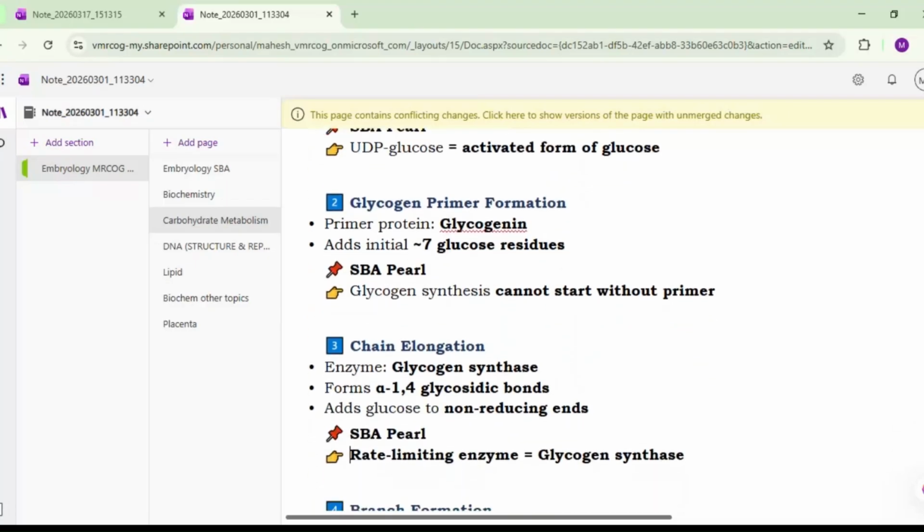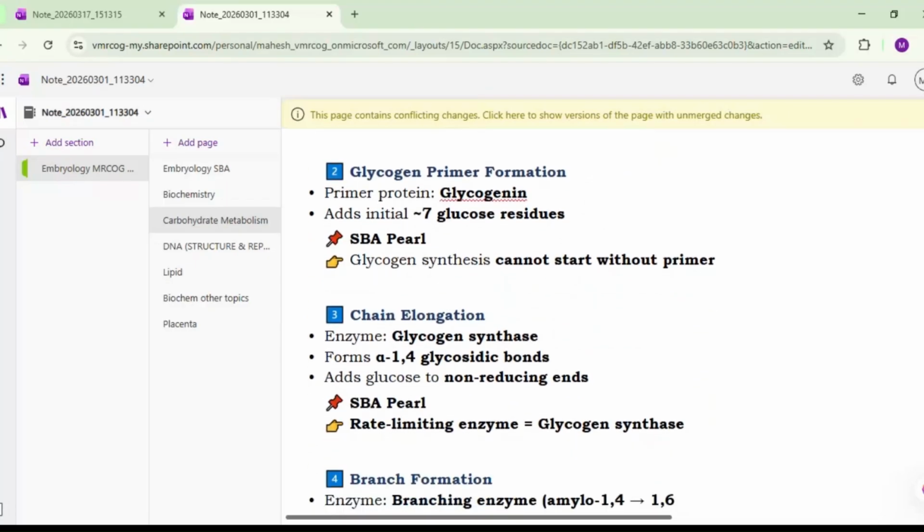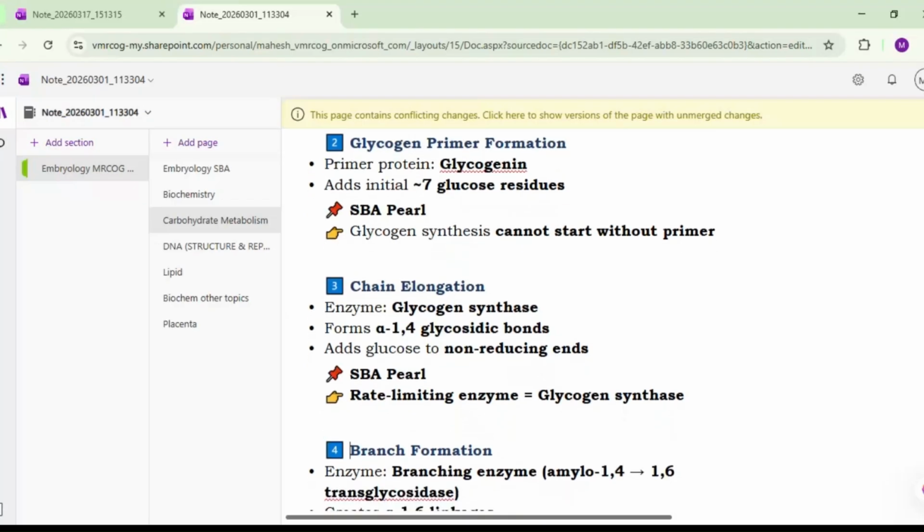Next is chain elongation. Now you have got the basic groundwork done. After that, the chain will get elongated. The enzyme responsible is glycogen synthase, and it will form alpha 1,4 glycosidic bonds, adding glucose to the non-reducing ends. The rate limiting enzyme here is glycogen synthase. It is the elongation of the chain. Only glucose molecules will get added, and the enzyme is glycogen synthase.